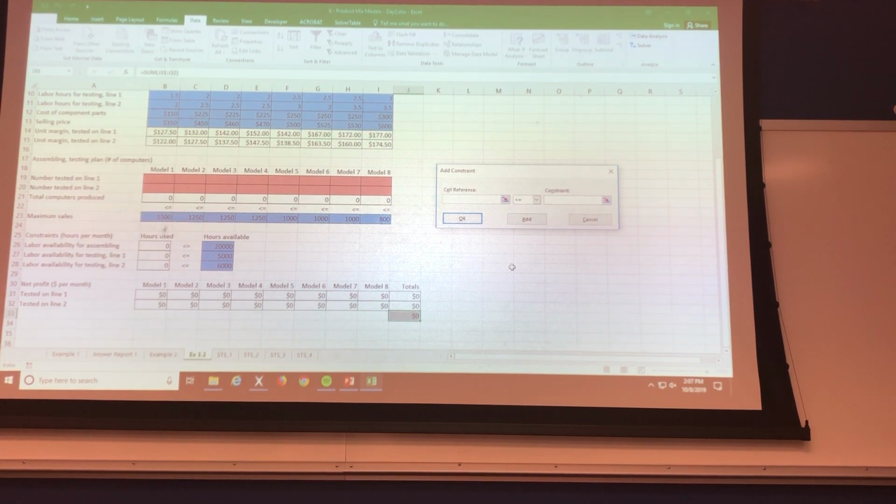What's another constraint? Hours. Yeah, make sure for these 3 different labor hours that we are calculating, assembly, testing on 1, testing on 2, that B26 to B28 is less than or equal to how many hours are available to us for assembly, testing on 1, testing on 2. So B26 to 28, less than or equal to D26 to 28.